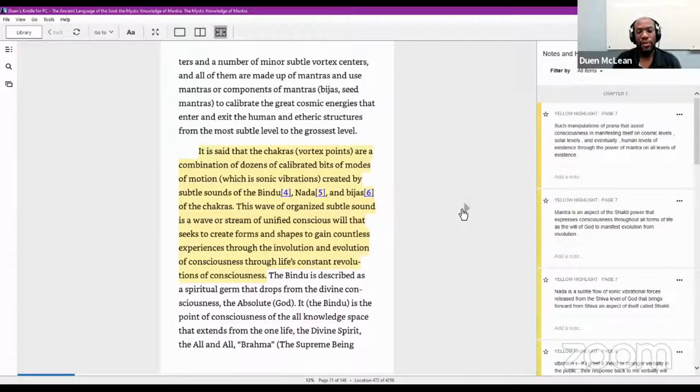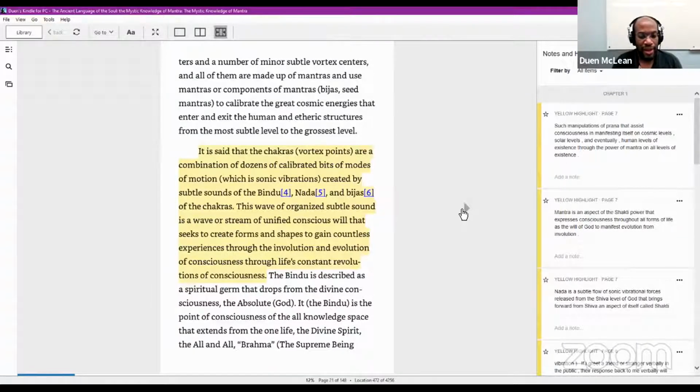This wave of organized subtle sound is a wave or stream of unified consciousness, of unified conscious will that seeks to create forms and shapes to gain countless experiences through the involution and evolution of consciousness through life's constant revolutions of consciousness.